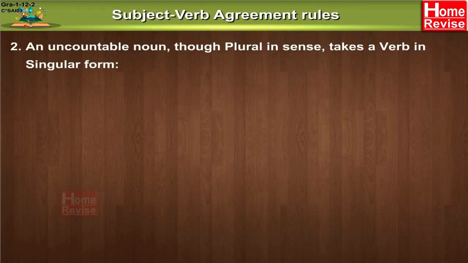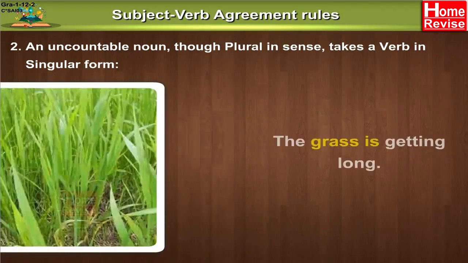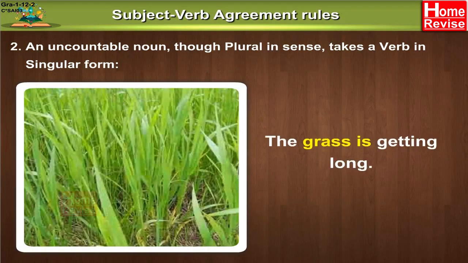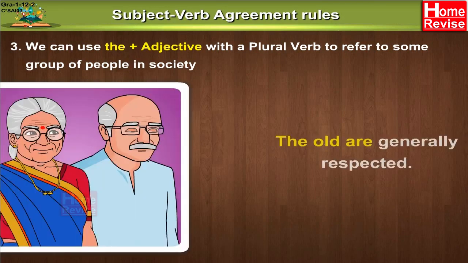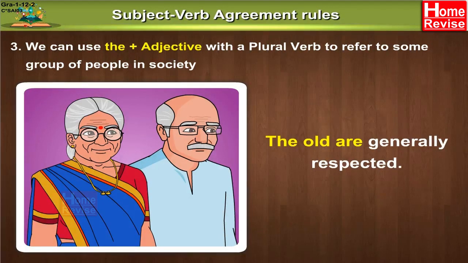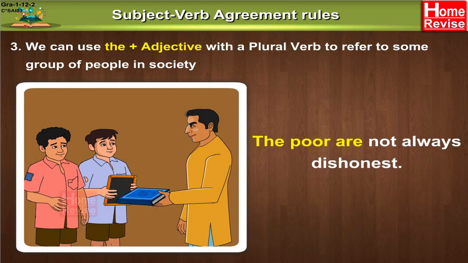2. An uncountable noun, though plural in sense, takes a verb in singular form. Her hair is grey. The grass is getting long. 3. We can use the plus adjective with a plural verb to refer to some group of people in society. The old are generally respected. The poor are not always dishonest.